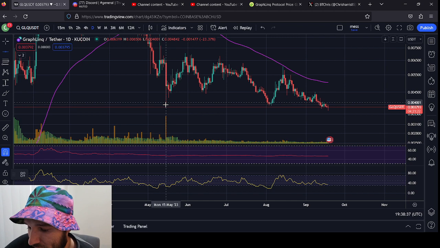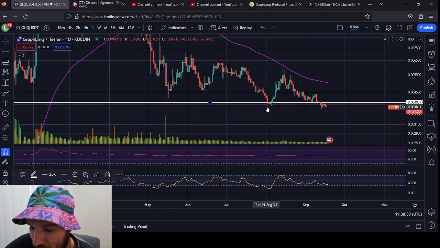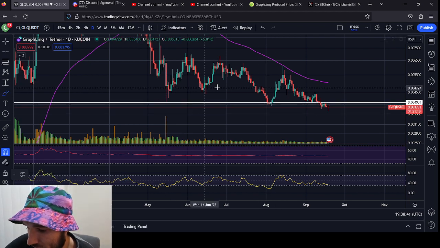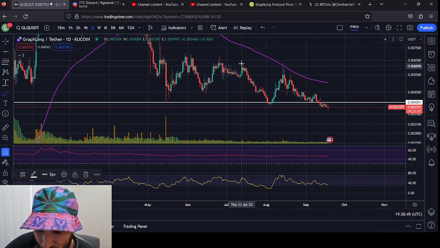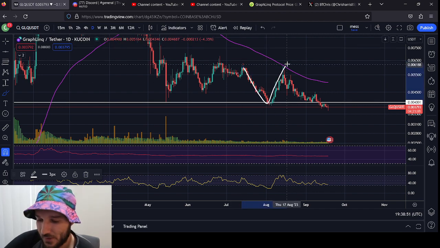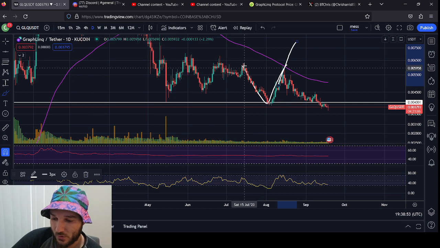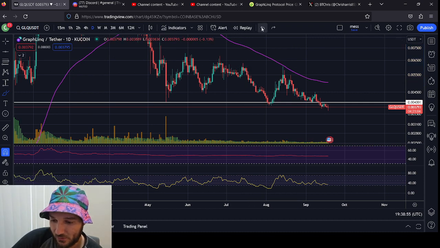Looking at this thing here, we have broken through this kind of like double bottom that we had, right? It was a failed V out. I'm on the daily on KuCoin, GLQ, USD. It's GraphLinq versus Tether on KuCoin. Anyways, this V-shaped recovery, generally it would take you above where the V started, but we actually failed.